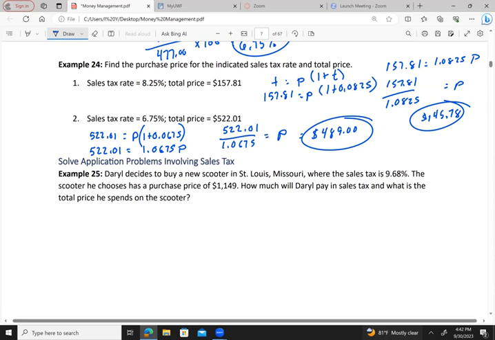So since we need to know the sales tax, we'll simply calculate 1,149 times our 9.68% in decimal form, 0.0968. So our sales tax is 1149 times 0.0968, which is $111.22. Then we simply add that to the purchase price, and I get $1,260.22.